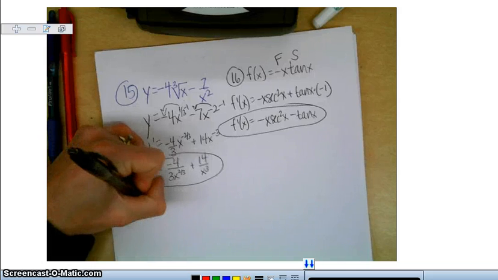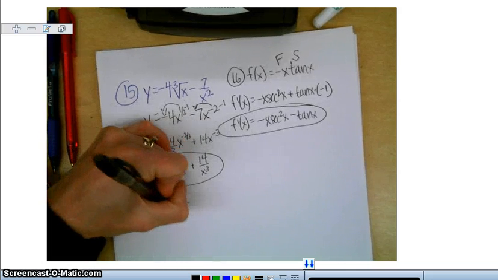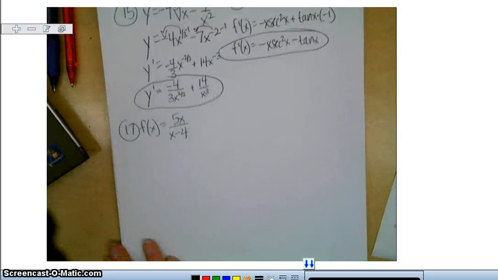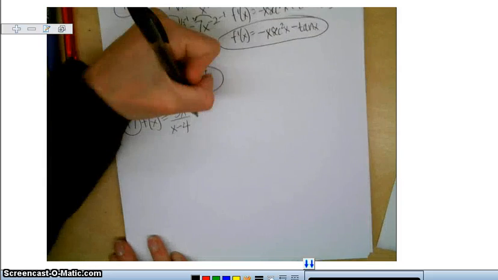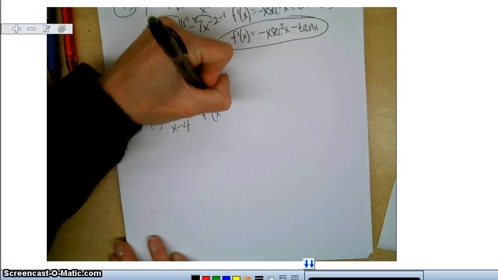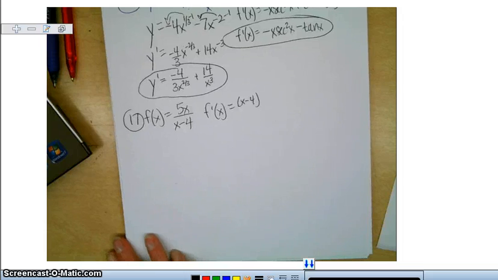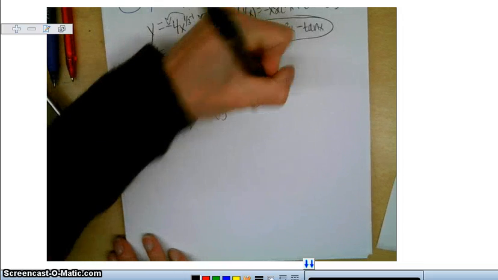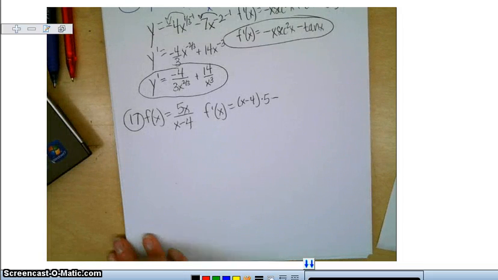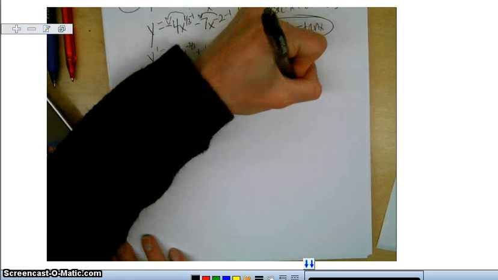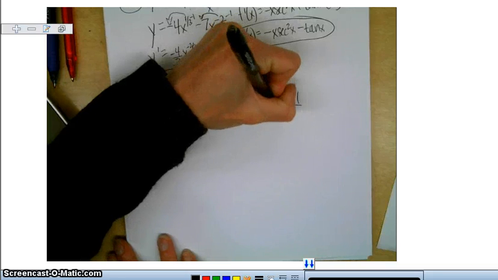Our function is 5x over x minus 4. And here I'm going to use the quotient rule. So the quotient rule, I'm going to take the bottom, which is x minus 4, times the derivative of the top, which is 5, minus the top, which is 5x, times the derivative of the bottom, which is 1, all over the bottom squared.